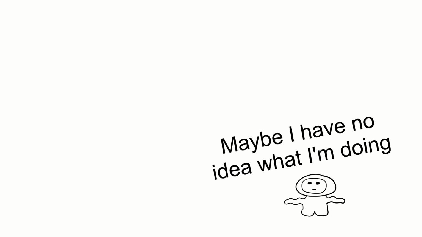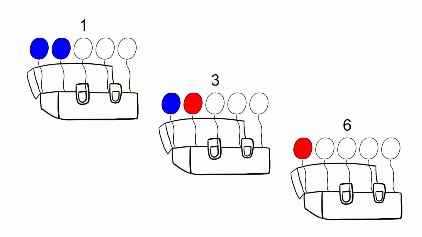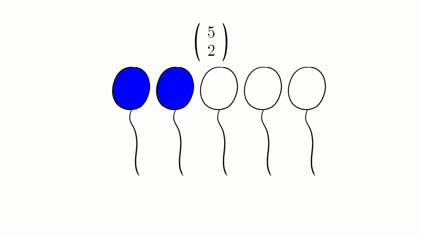By now you're probably wondering, why even bother with all of this? I showed you how to count, then count again slightly differently, but let's look at the steps a little more carefully. When I did 5 choose 2, that was split into 2 cases, when the first balloon is blue and when the first balloon isn't blue.